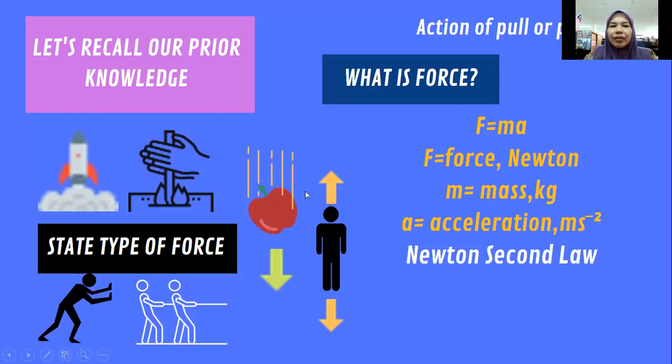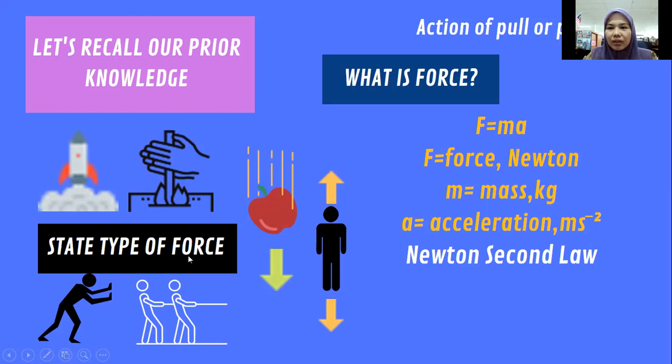So let's recall our prior knowledge. What do you understand about force? Force is an action of pull or push. We can describe force from Newton's first law, second law, and also third law. But what we're going to focus on in this topic is Newton's second law, which is F is equal to ma. F is force in Newton, m is mass in kg, and a is acceleration in meter per second squared.